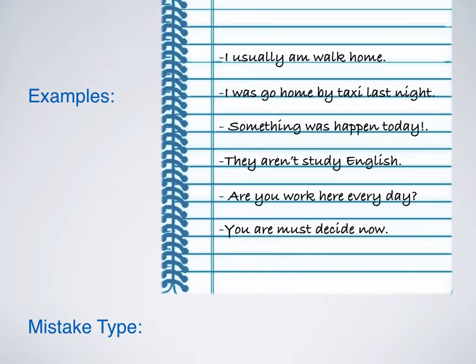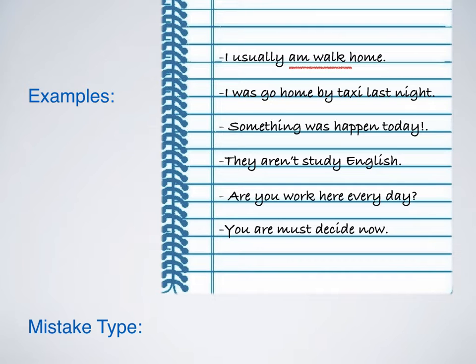Well, look at the first one. I usually walk home. Why use am? Usually means it's a habit. So it must be the simple present tense, I walk home. Now maybe this writer is confused with I am walking home, but that would be now, not usually.